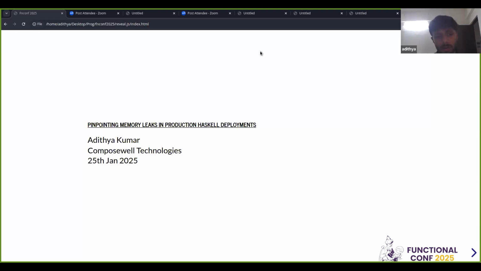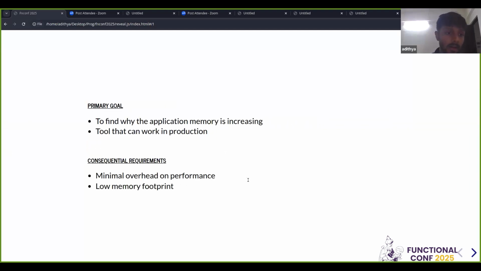And the tool I'm going to talk about is not limited to just pinpointing memory leaks. It gives a lot of other information to understand memory of any production Haskell deployment. So the primary goal is to answer why the application memory is increasing.